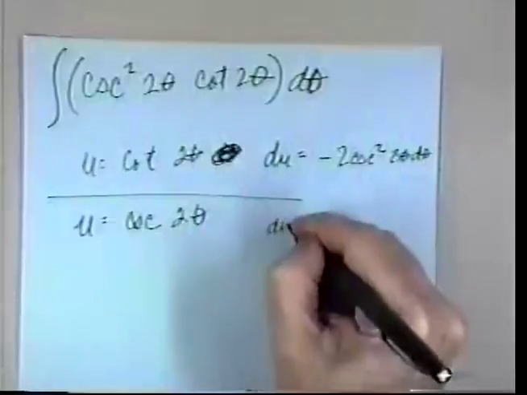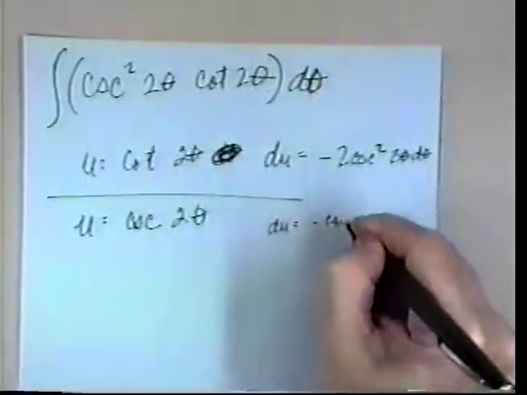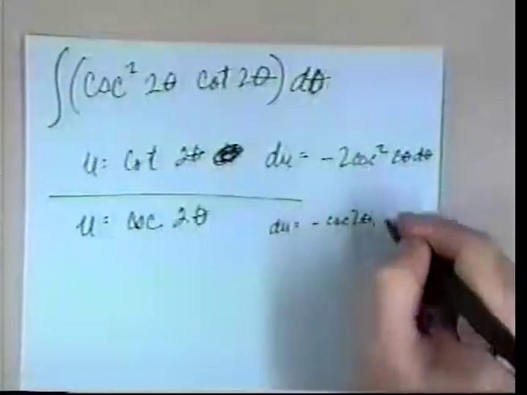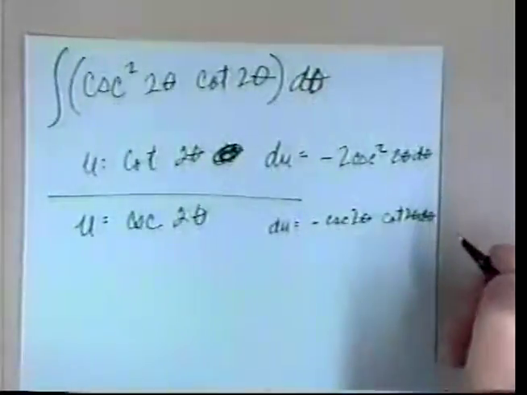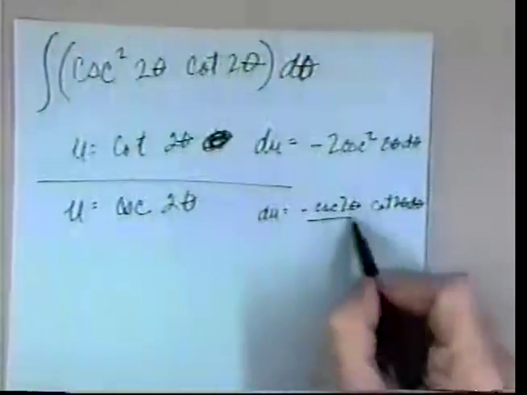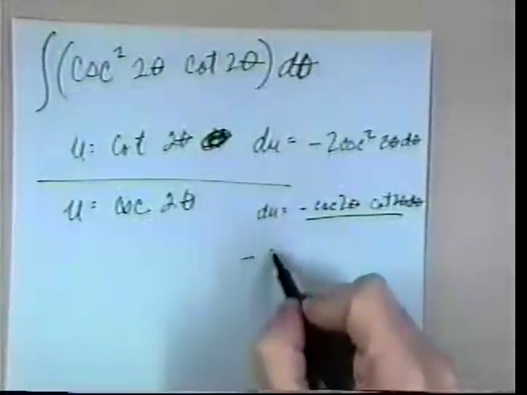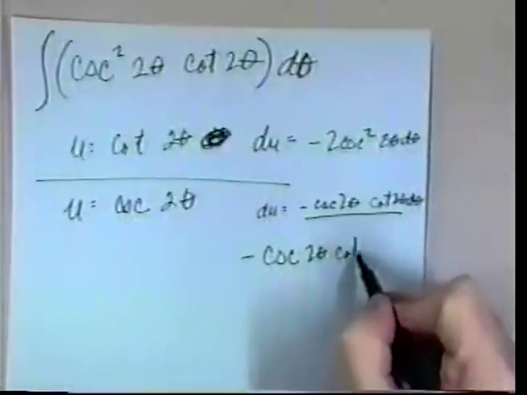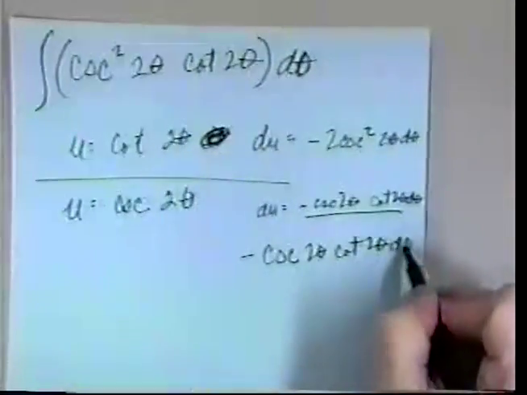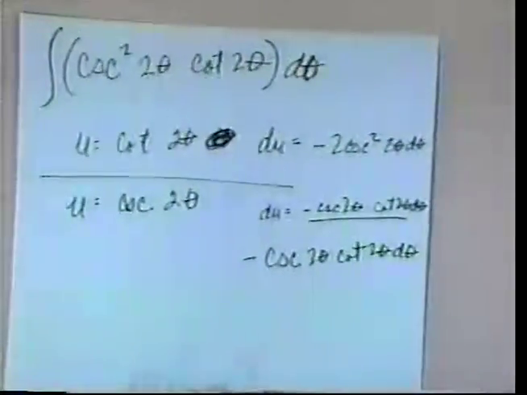But if you let u be the cosecant, then the du will be minus the cosecant of 2 theta, cotangent of 2 theta, d theta. Let me write that a little bit larger. Minus cosecant 2 theta, cotangent 2 theta, d theta.